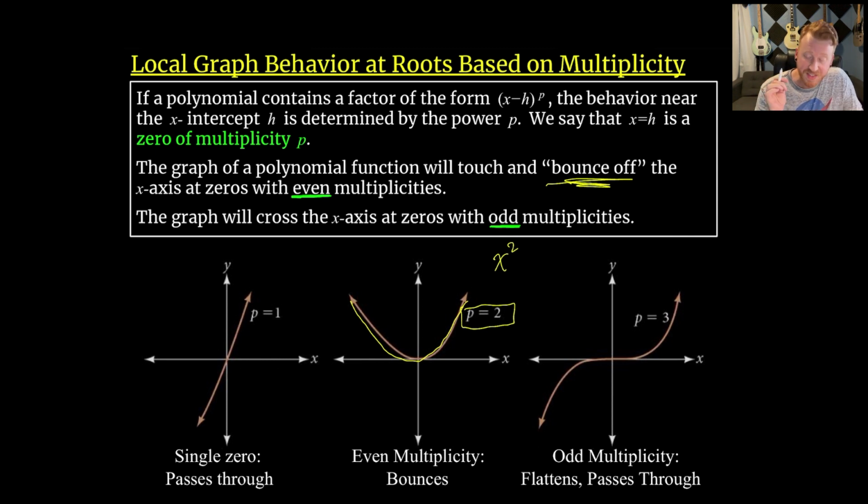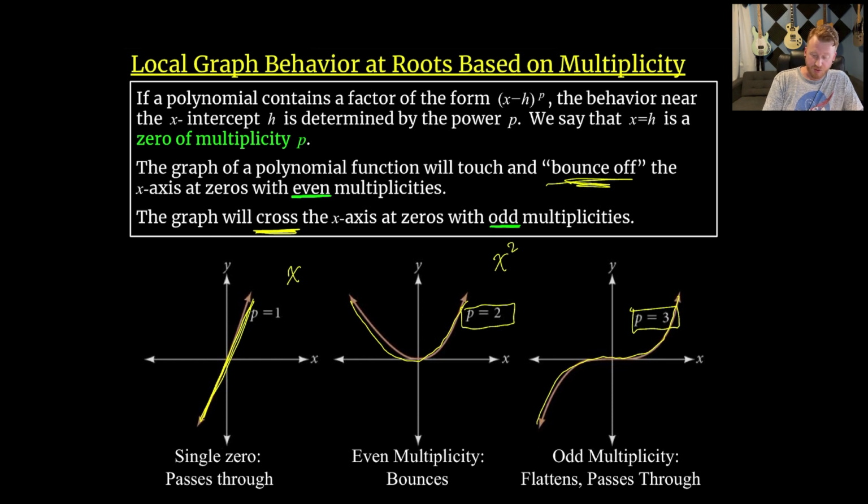The graph will cross the x-axis at zeros with odd multiplicities. So it's going to cross through. If it's even, it bounces off. If it's odd, it crosses through. If it's just a single 0, then it'll just pass straight through. Nothing interesting happens there. If it is an odd multiplicity like 3, 5, 7, etc., then it still passes through, but it has more of an x cubed shape to it. So here I have p equals 3, and you can see it does have that very x cubed shape to it. And this has very much just an x to the first power shape to it, just like a line.